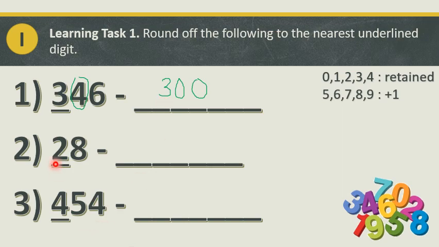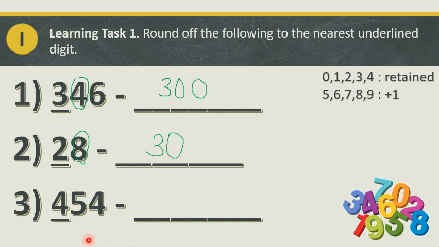The next, 28. So, ang rounding digit natin is 2. Ang katabi niya is 8. Saan ba nabibilang ang 8? So, ito siya. So, sa plus 1. Ibig sabihin, yung rounding digit natin na 2 ay magiging 3. And then, yung lahat na nasa kanan ay 0. So, ibig sabihin ito, ang 28 ay mas malapit sa 30 kaysa sa 20.